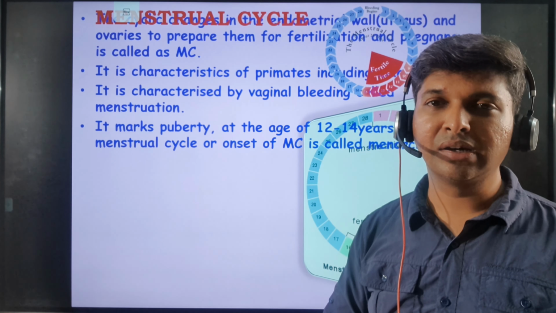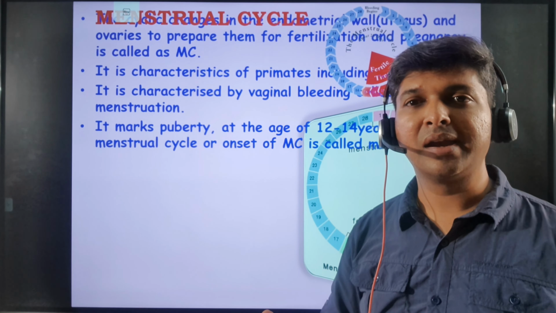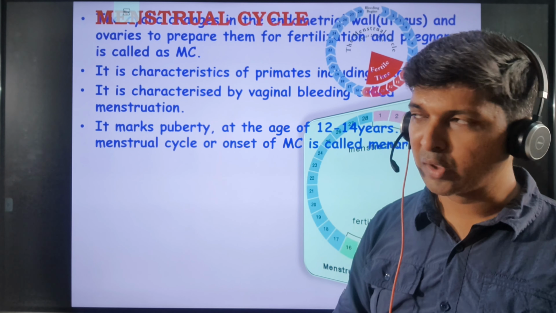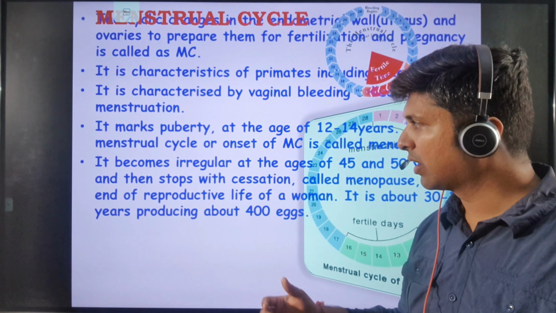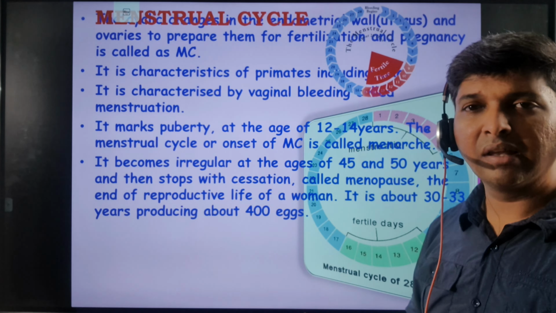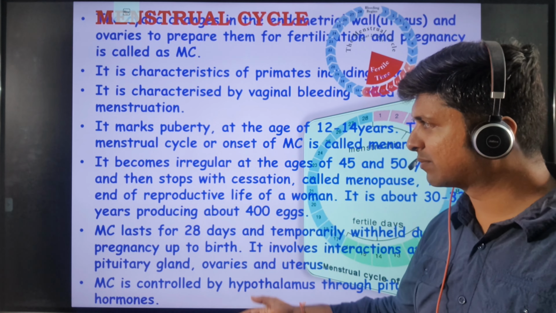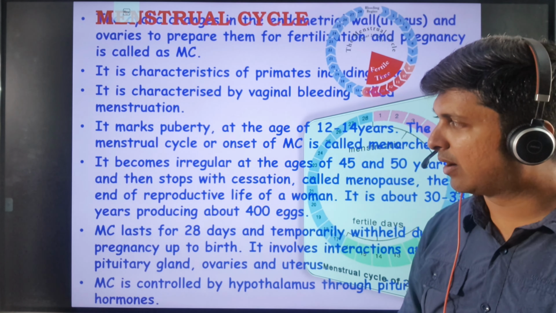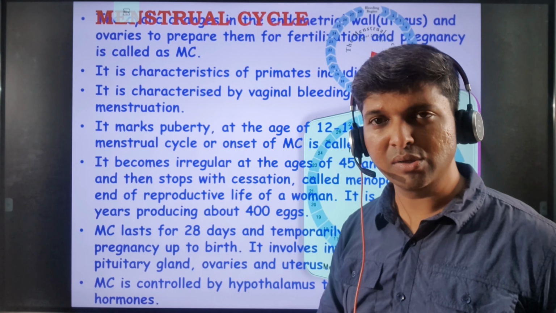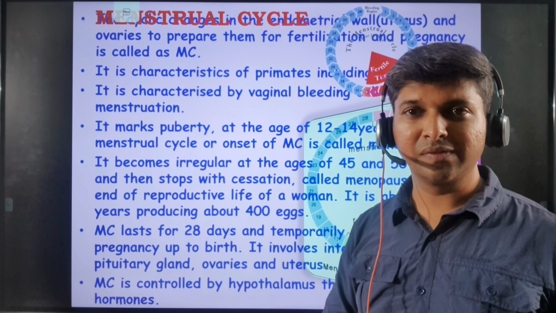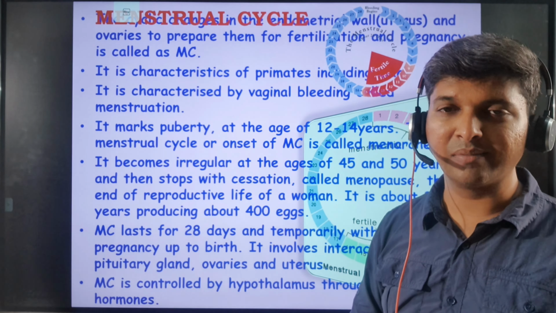Whereas the cycle in dogs is probably once in a year, and in cows and elephants it is different. So this is a primary character of primates, and even in monkeys it is seen monthly. We've discussed how many eggs are produced, and in 28 days every alternate ovary produces an egg. The permanent stoppage of the menstrual cycle is called menopause. The beginning of the menstrual cycle is menarche, and the temporary stoppage of the menstrual cycle is called dysmenorrhea or amenorrhea.